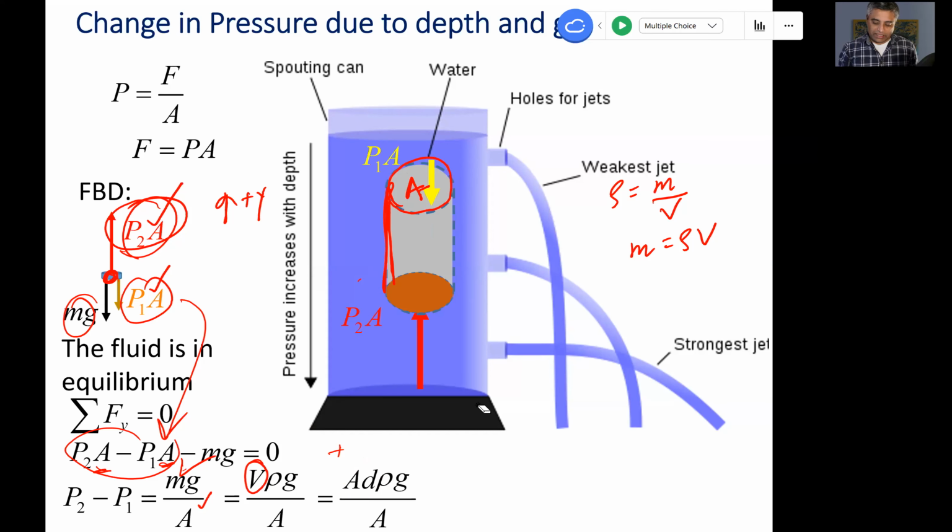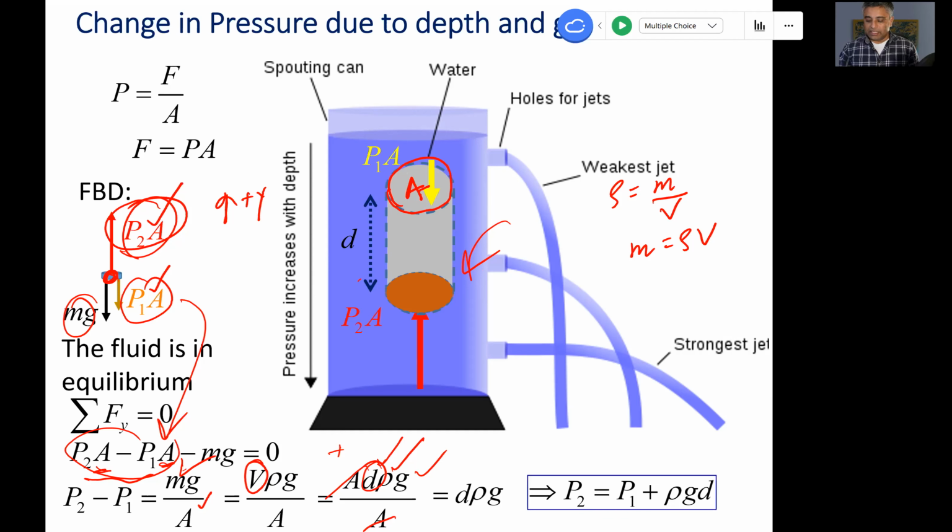So now what happens? The area cancels. We don't need to worry about area, okay? So it simply depends on density and depth. If we know what fluid is there, we know the density. For example, we know the density of water, we know the density of blood, we know the density of air. So as long as we know what fluid is there, we know the density. And g is constant. So that means the pressure difference is directly related to the depth. So pressure is directly related to the depth.